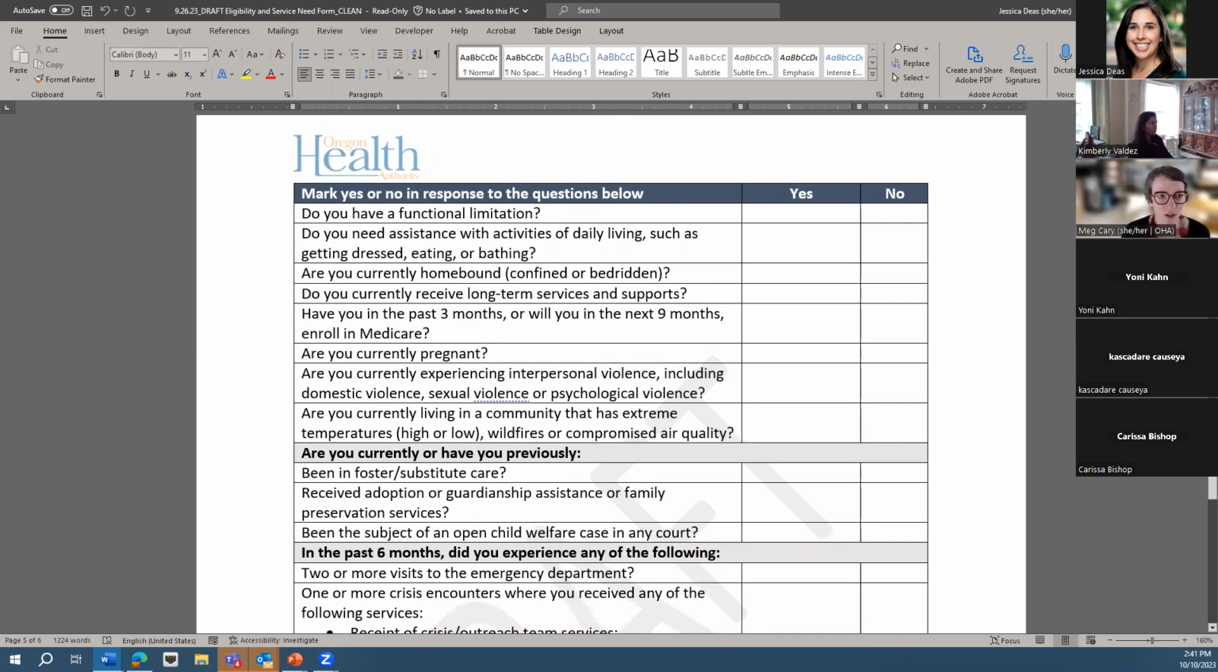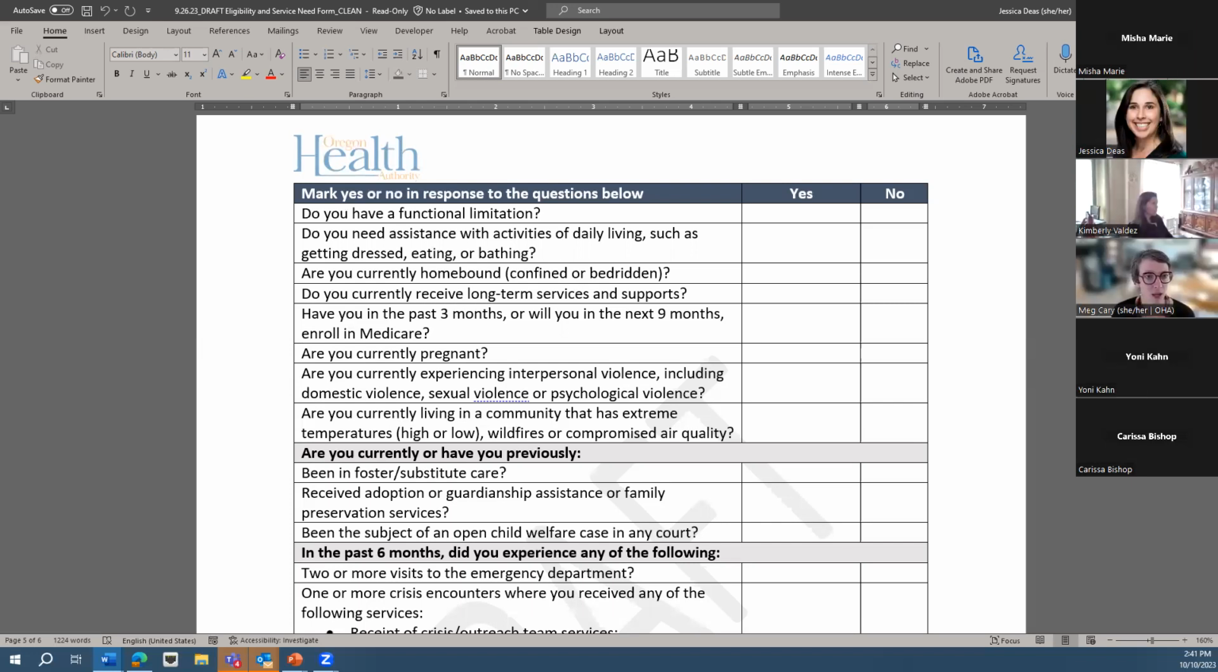Another one that we're struggling with is, do you have a functional limitation? This is really around activities of daily living, independent activities of daily living. How do we ask this in a way that is meaningful and is not full of jargon? We ask it a little bit in the second question, do you need assistance with activities such as getting dressed, eating, bathing? Misha, I see your hand.